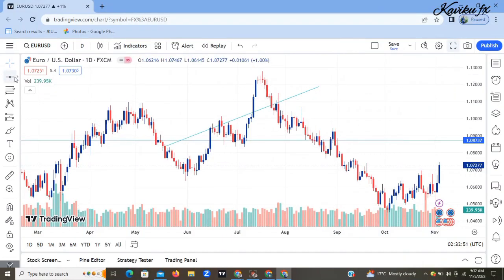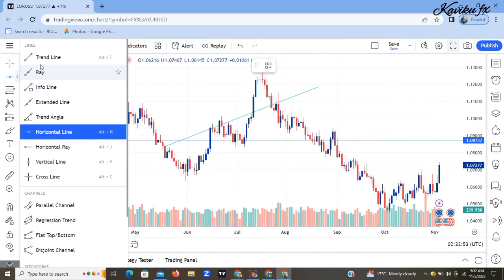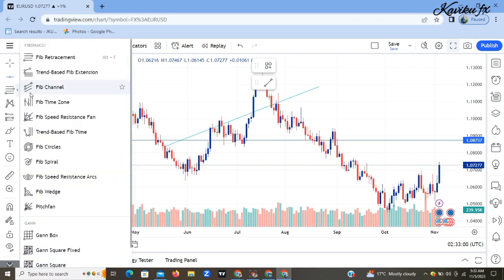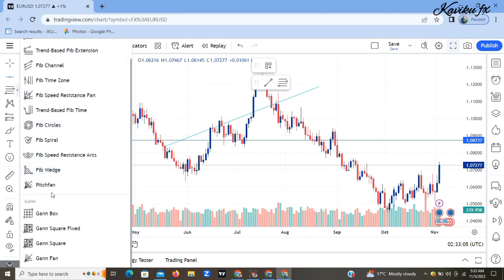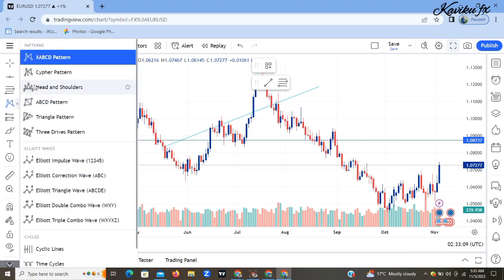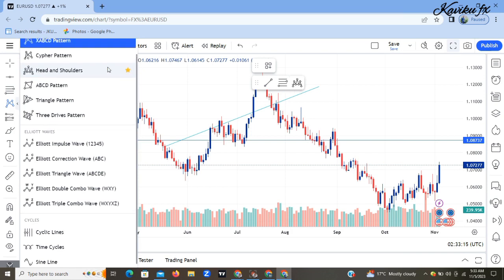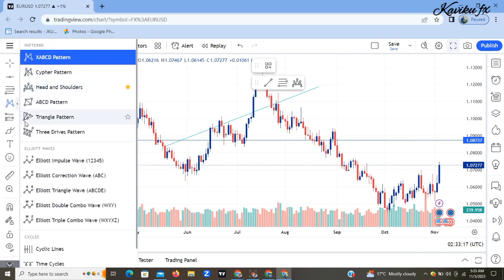Let me maximize my screen, and allow me to put in my favorite drawing tools. We have the trend line. We can also have the Fibonacci, this is the Fibonacci retracement. What else can we have? We can have the trend line. The head and shoulders, we can also add to our favorites.